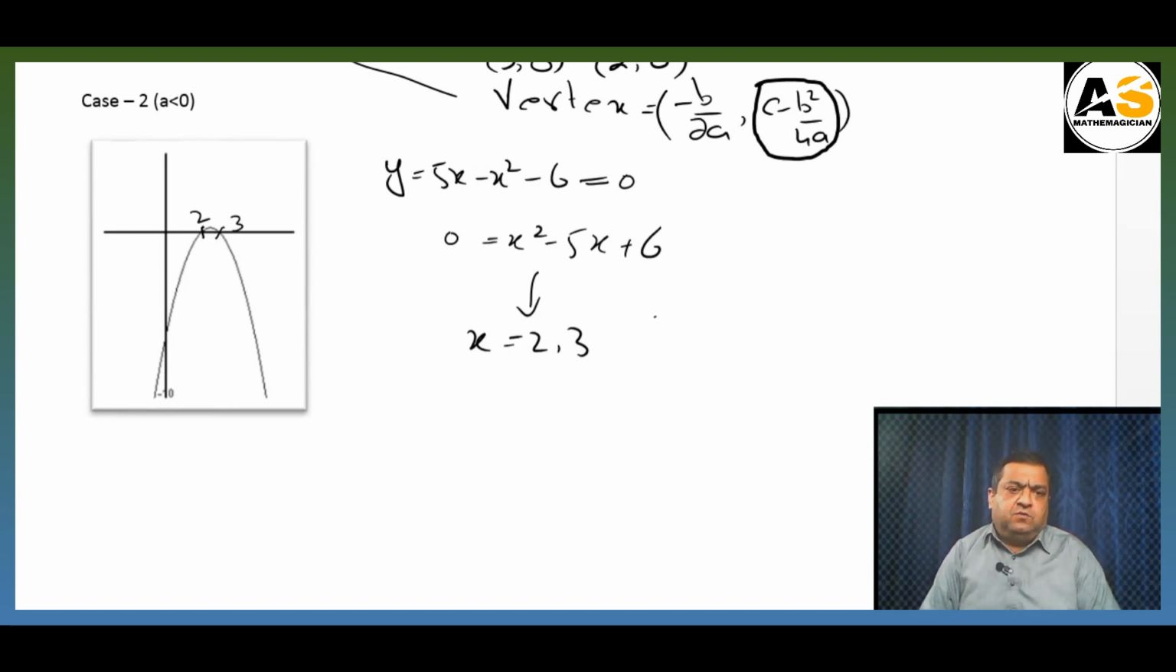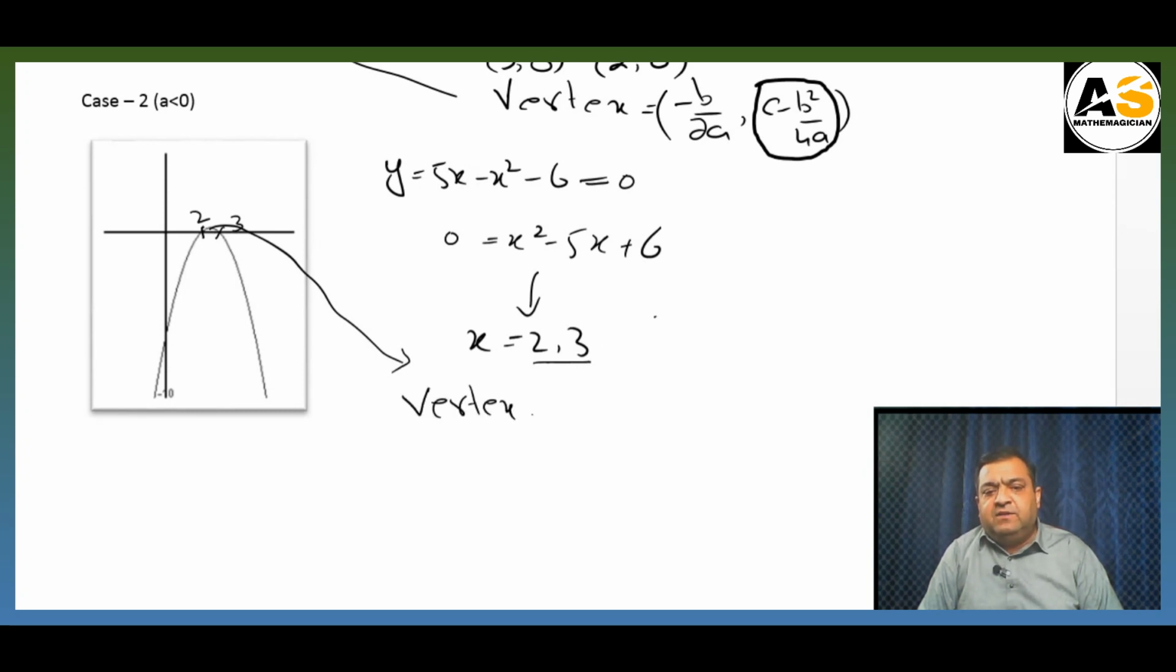What is the difference now? We got the same two roots, 2 and 3. The difference is that this time the graph is opening downwards. It opens downward. It comes from below the x-axis, crosses the x-axis at its first root, and then goes down to cross the x-axis again and goes down, never to return. This time the vertex is above the x-axis.